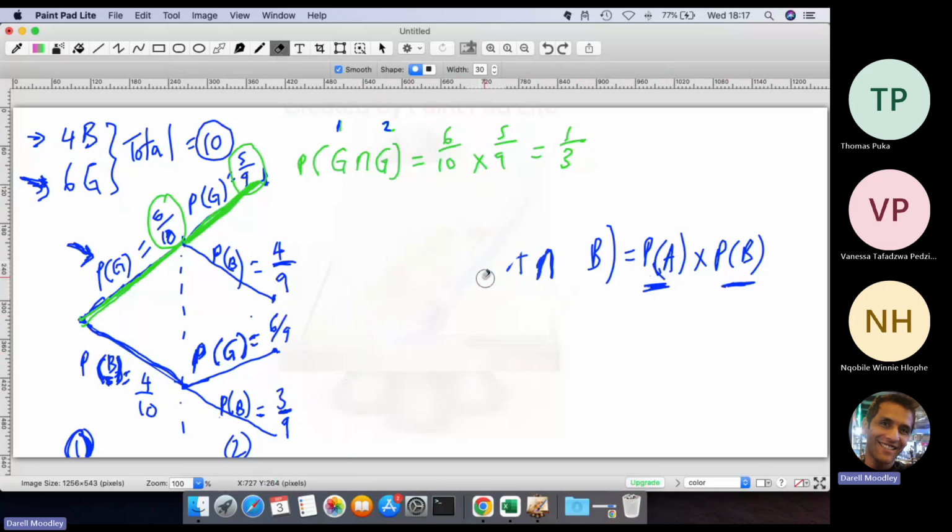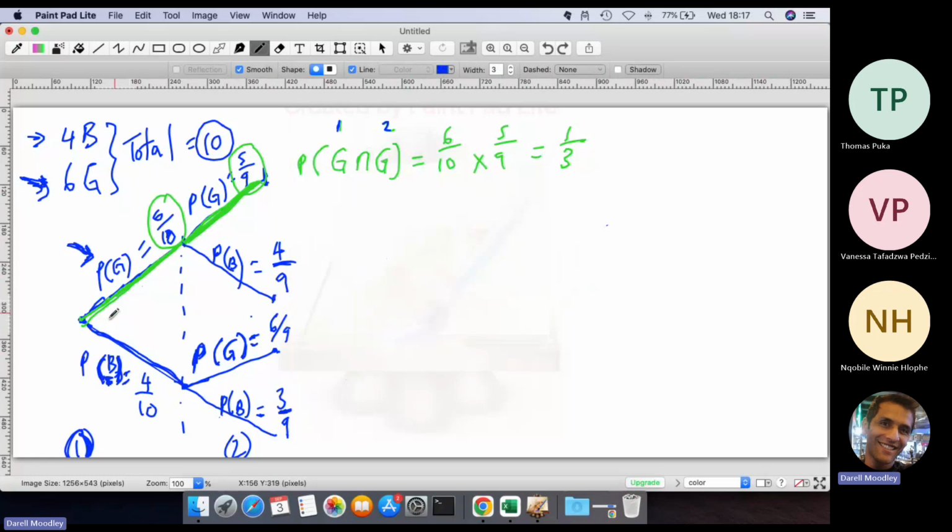Now, in the same way that I've done the first joint probability, I'm going to do the same for the next joint probability, which follows this part here and this part here. That is the case of having a green in the first draw and a blue in the second draw. In the same way as we did above, you multiply the probability. So it's 6/10 times 4/9. If you simplify that, you will get 4/15. 4/15.